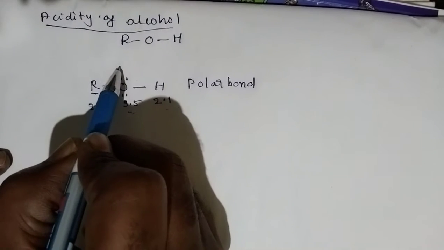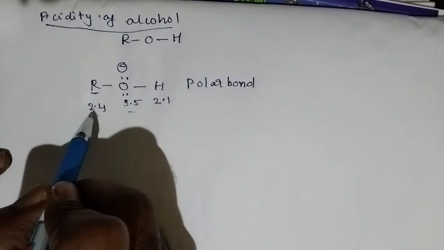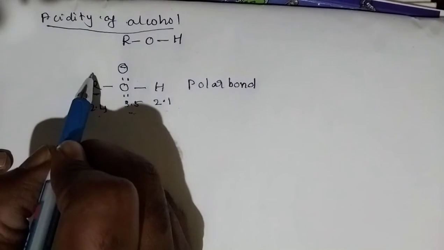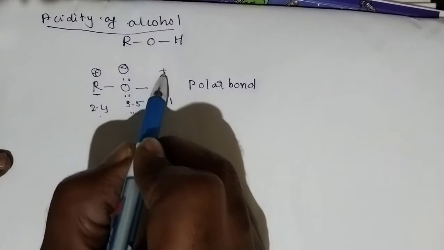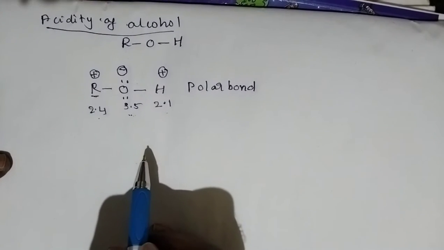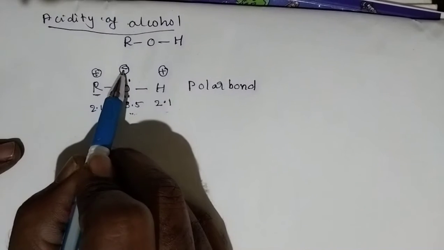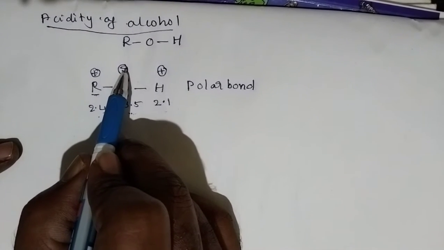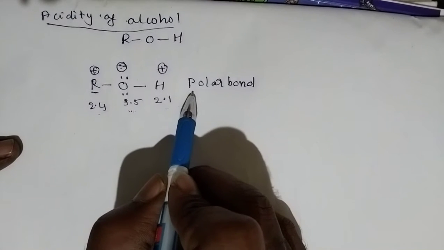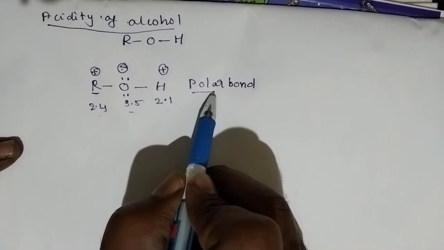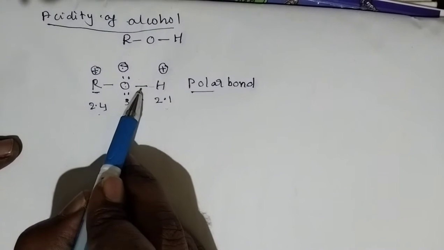So oxygen, because of more electronegativity, gains a negative charge. Carbon, because of less electronegativity, gets a positive charge. Apart from that, hydrogen also acts as positive because of less electronegativity. Showing charges positive or negative, this type of charge is called polar. Poles means two different charges. So where there are two different charges on one bond, right?